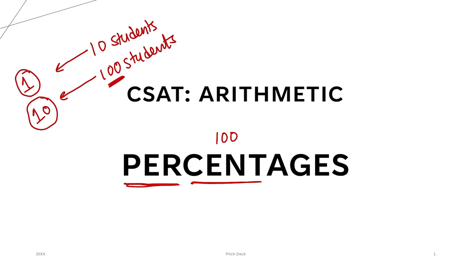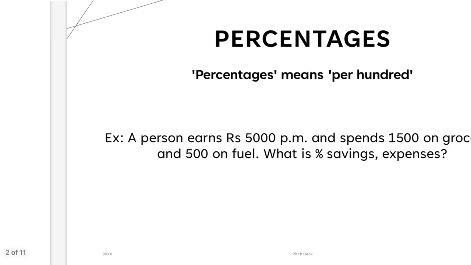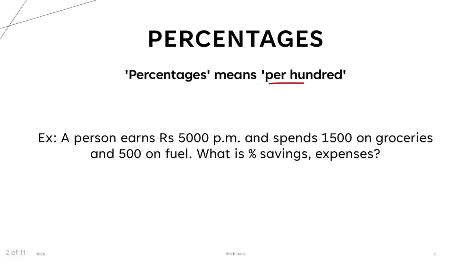Now, in a class of 100 students, 10 students have done their homework. So, 10 out of every 100, and that is what percent means. So 10%, percent means every 100. So 10% of the students in the class have completed their homework. Right? This is a basic idea. Now moving on. Percentage means per 100.